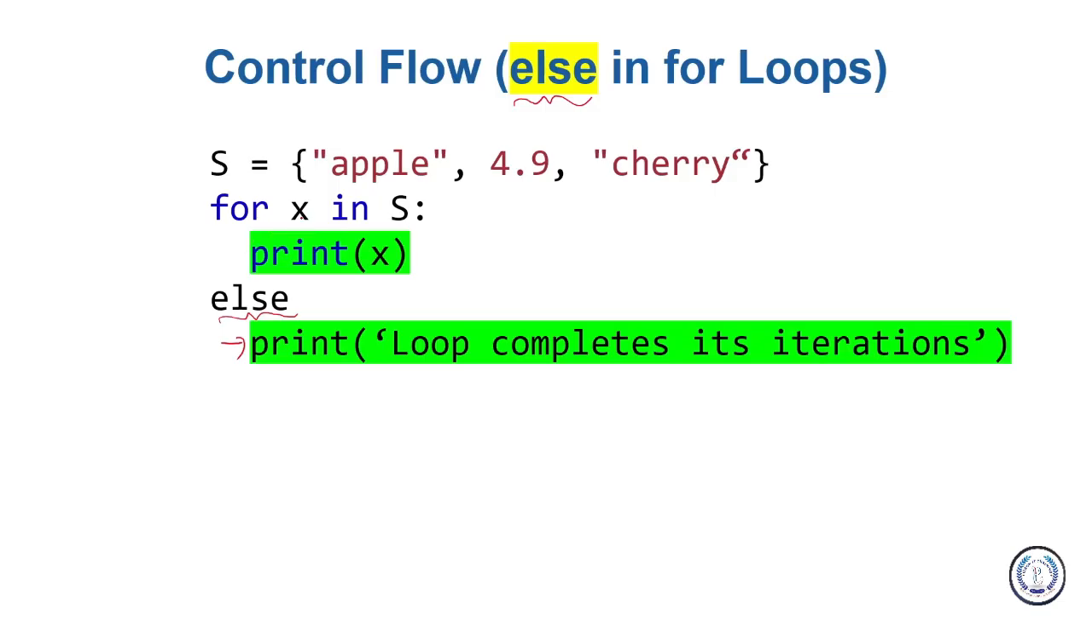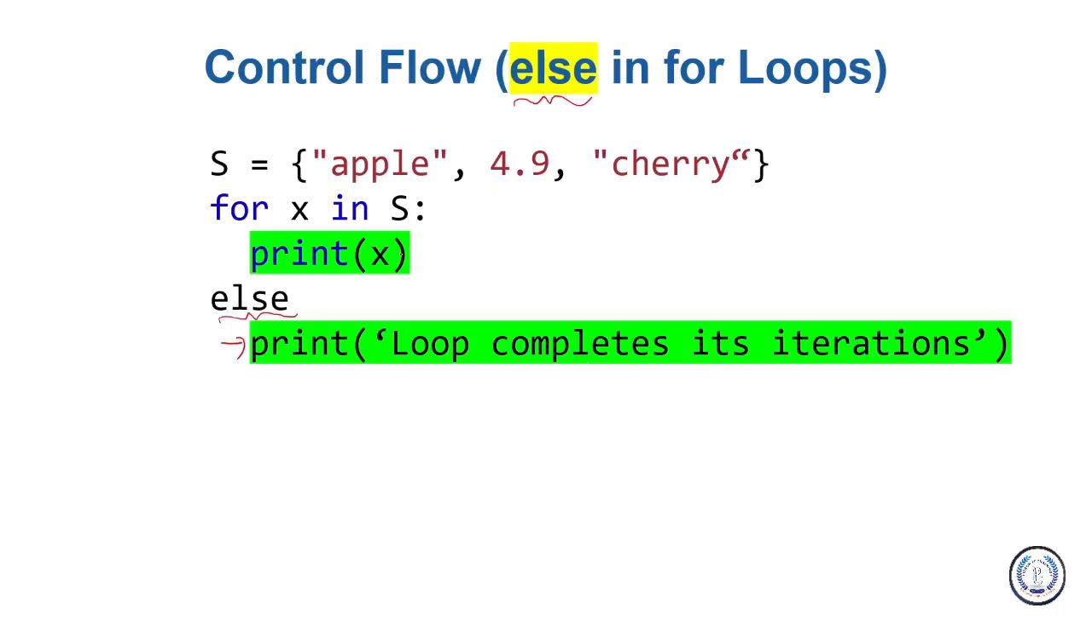We expect that the very first time X will be apple, it will print apple. Next time X will be 4.9, it will print 4.9. Next time X will be cherry, it will print cherry, and the loop ends because there is no item in the set to iterate over. Because the loop finishes its complete iteration, there are 3 expected iterations and the loop finishes those. Now the else part will execute and you will say, okay, the loop completes its iterations.